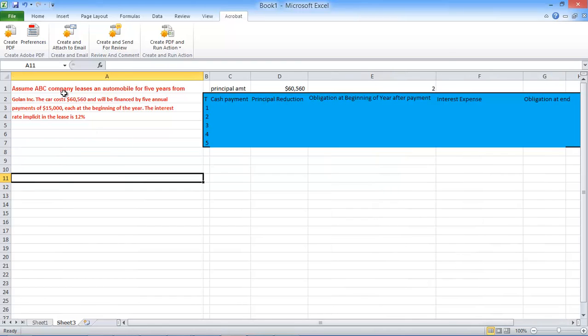Assume ABC company leases an automobile for 5 years from Golan Inc. The car costs $60,560, and will be financed by 5 annual payments of $15,000 each at the beginning of the year. The interest rate that's implied in this lease is 12%.